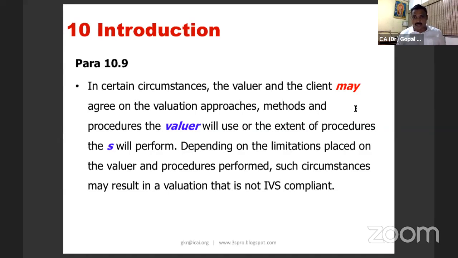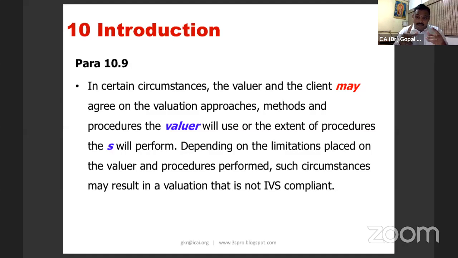Please look at that first para and second para. I will read it once again. In certain circumstances, the valuer and client may agree on the valuation approaches, methods, and procedures the valuer will use, or the extent of procedures the valuer will perform. This is agreed between the client and the valuer, depending on the limitations placed on the valuer and procedures performed.